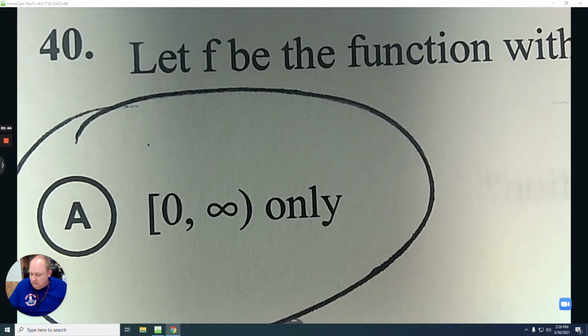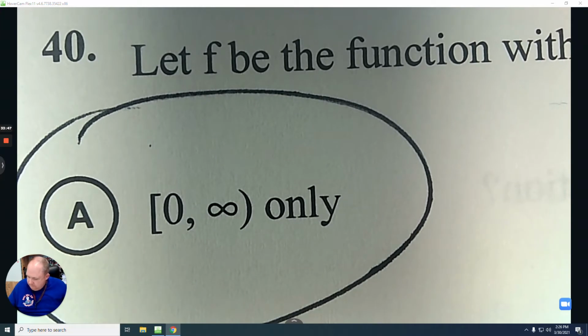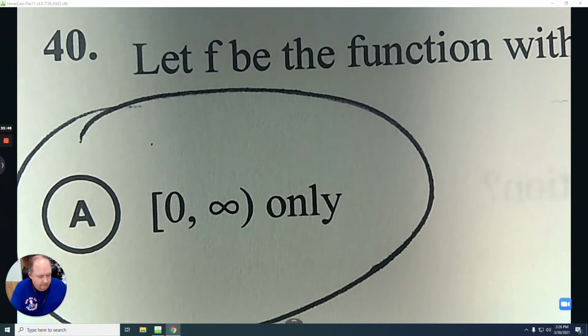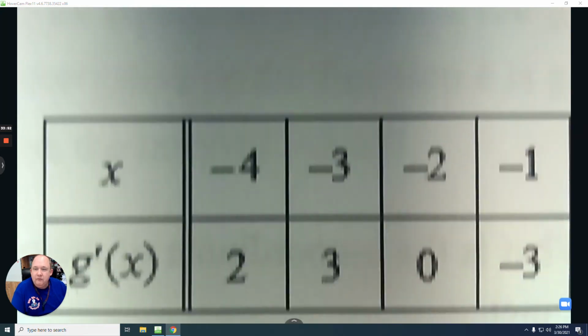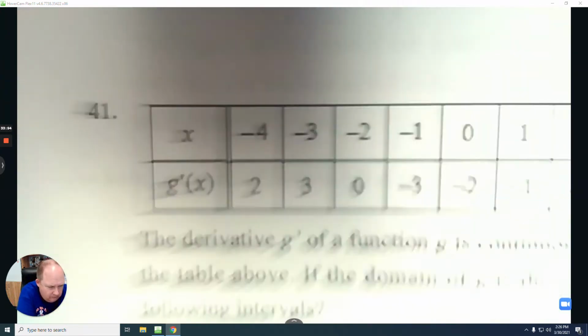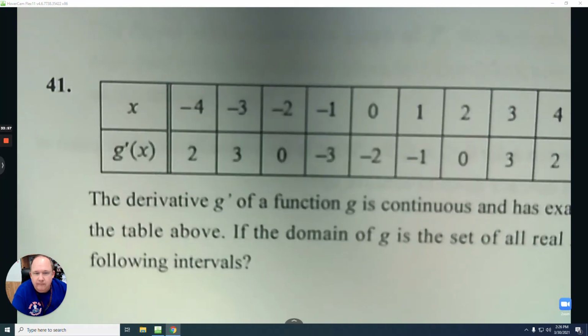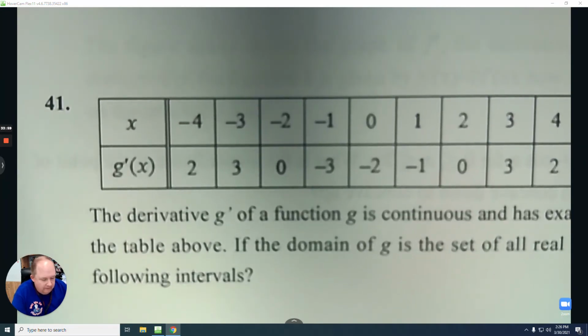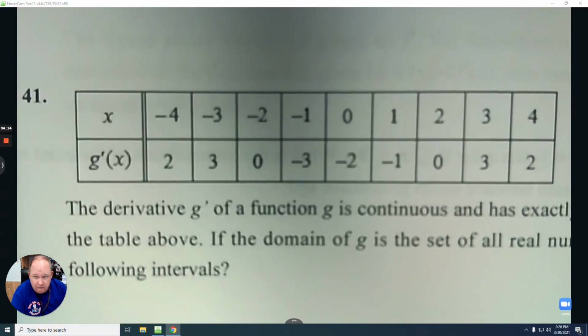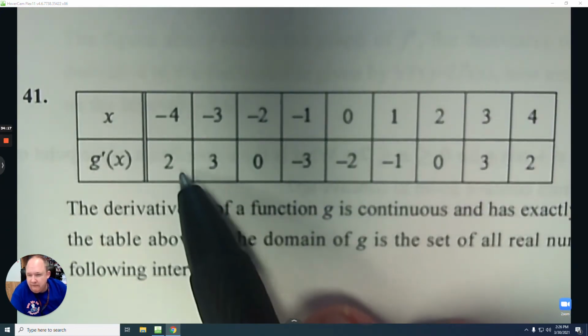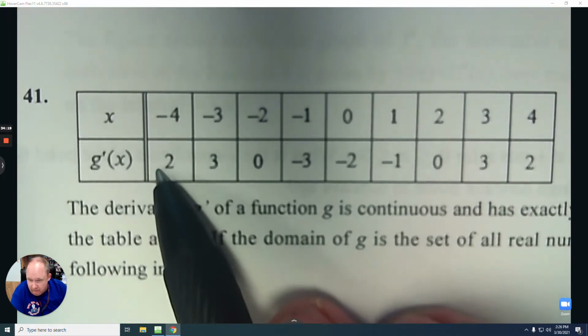All right, number 41. In number 41, you're given a table of values. It says the derivative of g is given there. It's continuous. You're just given different values. It has exactly 2 zeros. Selected values of g prime are given. If the domain of g is a set of all real numbers, then g is decreasing on which of the following intervals? So I just want you to focus on the y coordinate, or the answer part, the bottom row.